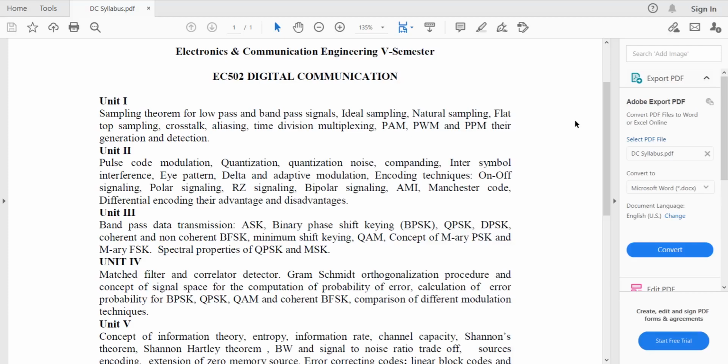Then comes ideal sampling, natural sampling, and flat top sampling. These are three types of sampling that we'll learn about, and what the differences between these kinds of sampling are, and all those things we'll see.